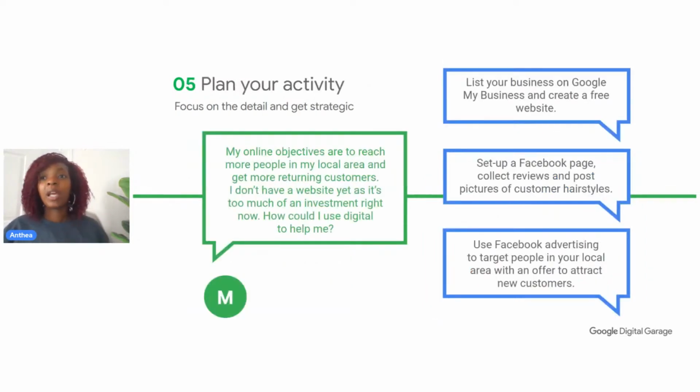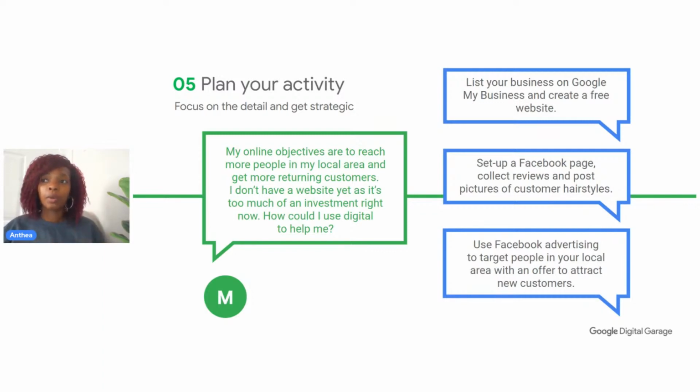Next thing to do is plan your activity. So get really detailed here. If I know exactly what it is that I want to achieve, and I know what's available to me in terms of budget and resource, what are the steps that I need to logically take in order to achieve that based on what I have? So if you have a particular objective, then start to think about what you can do with that. In this example, you can get a Google business profile and also create a free website. So that's 2 issues now resolved.